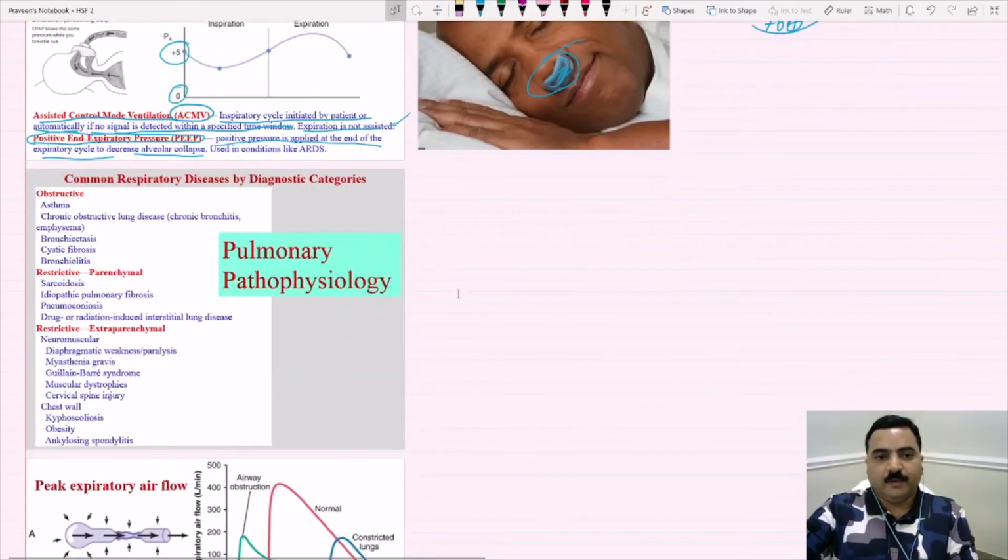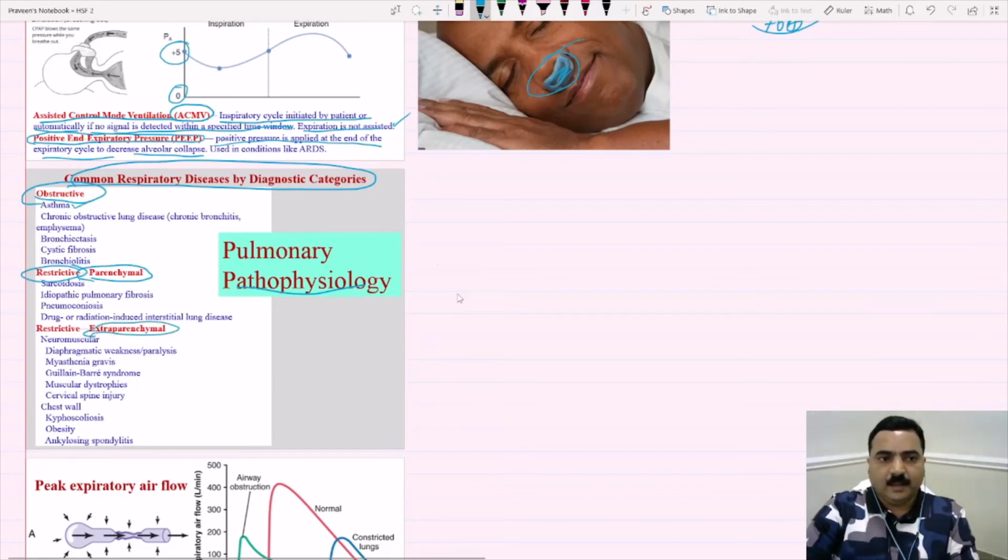Let's discuss a little bit more detail about the disease conditions we have been discussing before. For the common respiratory conditions, for easy understanding of the pathophysiology, we have divided them into obstructive versus restrictive. Within restrictive there are two, parenchymal and extra-parenchymal. Obstructive conditions include asthma and chronic obstructive lung disease, which includes chronic bronchitis and emphysema coming together, or separately.